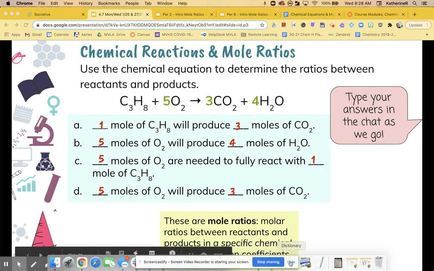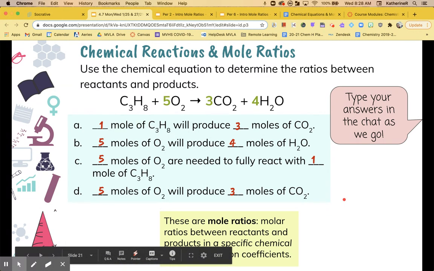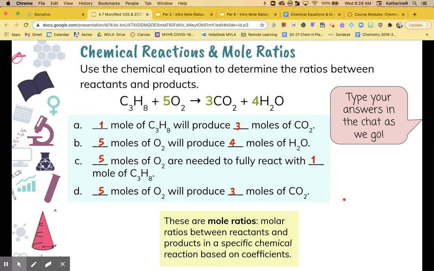Okay, and so that's really important that you note, 1, kind of what a mole ratio is. Here's a nice little definition. And 2, that these are specific to a chemical reaction. Oxygen and CO2 and H2O show up in a lot of other chemical equations, and they don't always have the same relationship of 5 to 3 or 5 to 4, but they do for this specific chemical reaction. So our mole ratios are specific to only the chemical reaction you are looking at.